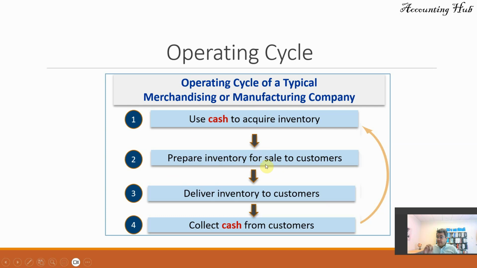Okay. Now we sell this inventory. So we deliver the inventory to customers. And finally, we collect cash. And then this goes up again. So operating cycle is used for a lot of stuff.